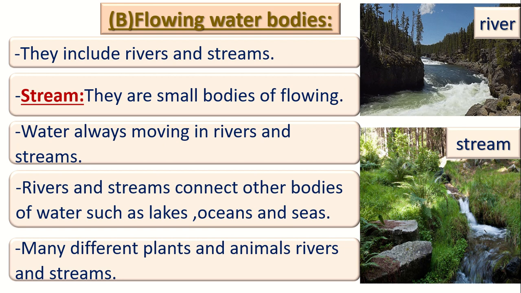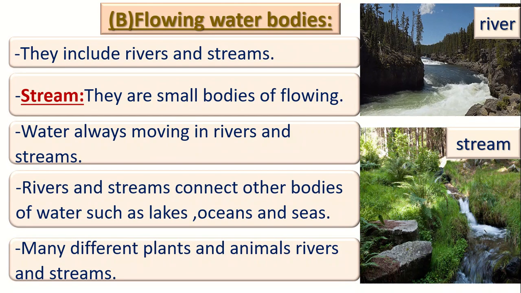Now let's talk about the flowing water bodies, like rivers and streams. This is the river. And from the river, sometimes small water bodies get out from the river. They are called streams. So the flowing water bodies can be found in rivers and streams. What are streams? They are smaller bodies of flowing water.